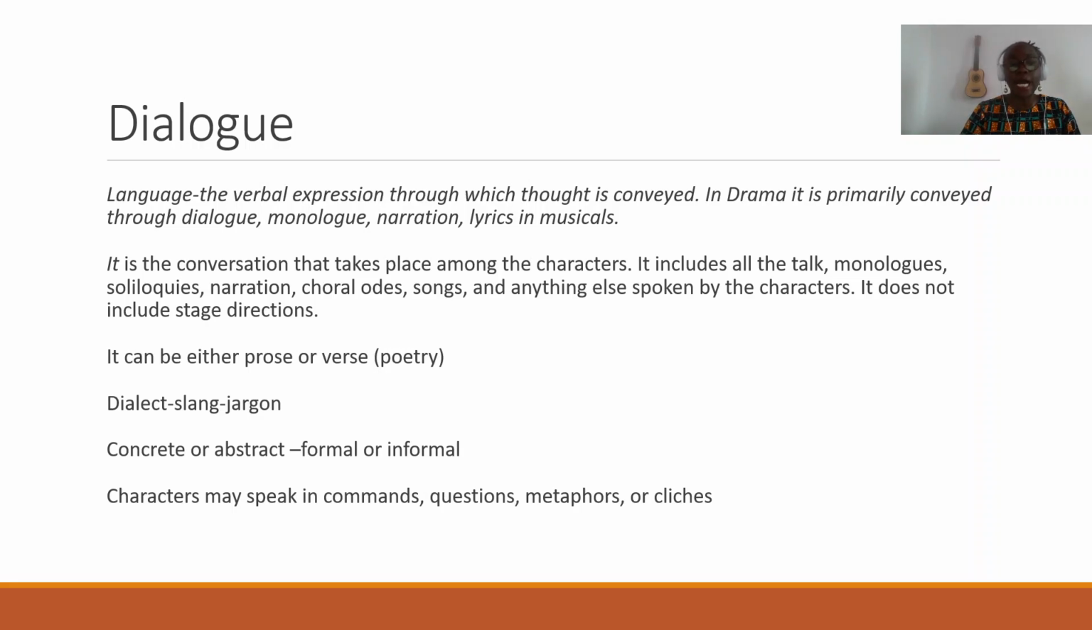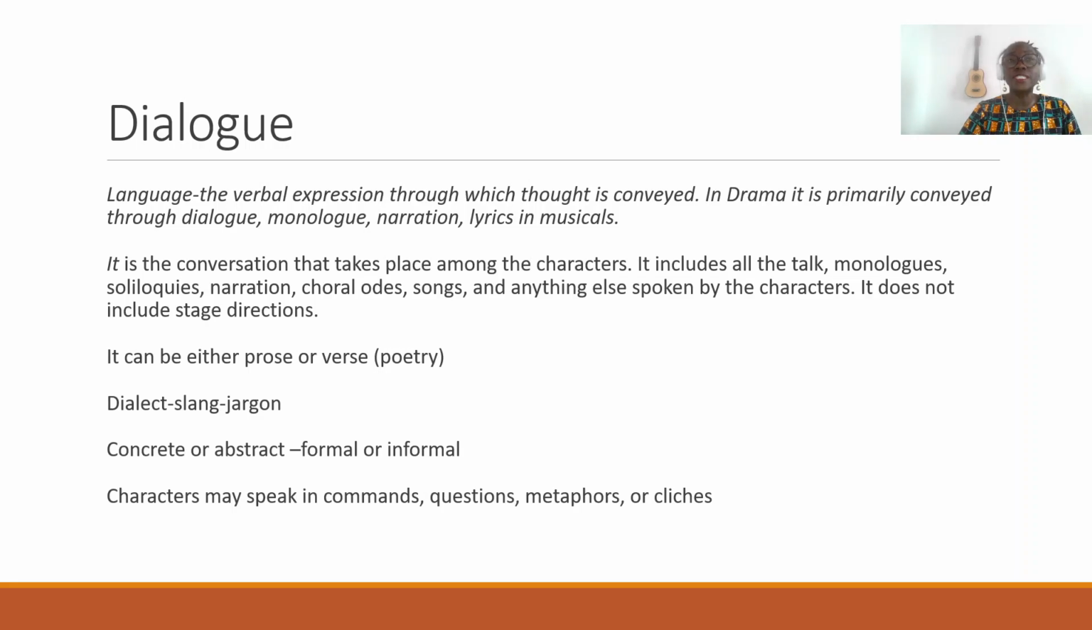So basically, dialogue is the conversation that takes place among the characters. So it is all the talk, including the monologues, the soliloquies, which is when a character steps aside to talk about his or her innermost feelings or thoughts. There's narration, choral odes when you have a chorus within the play, songs, and anything else spoken by the characters. Mind you, it does not include stage directions. Dialogue does not include stage directions.